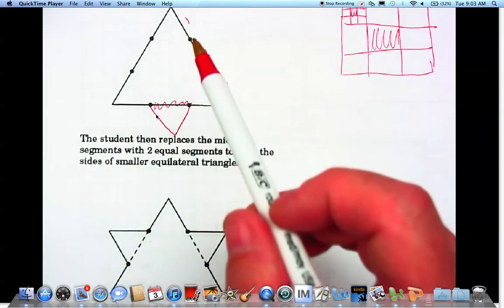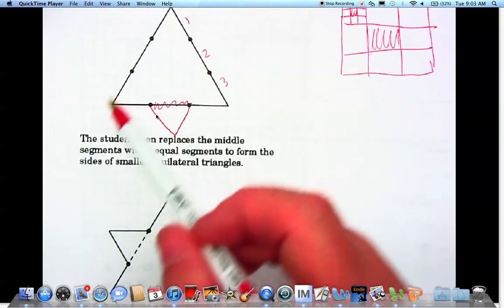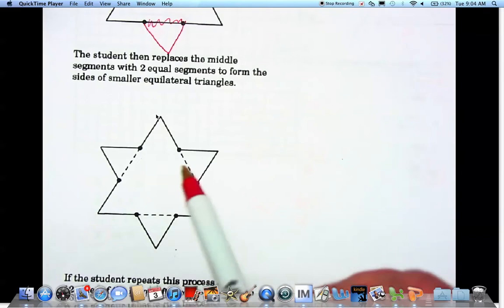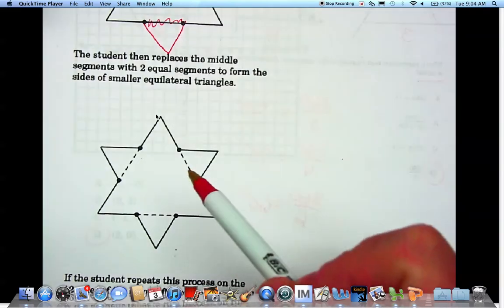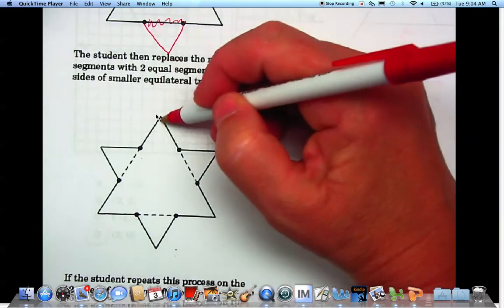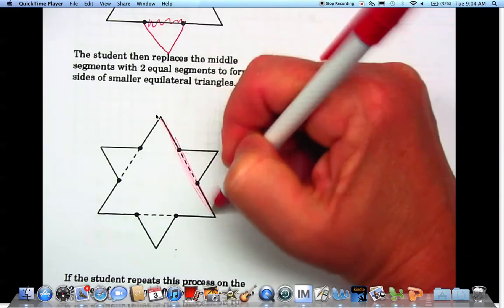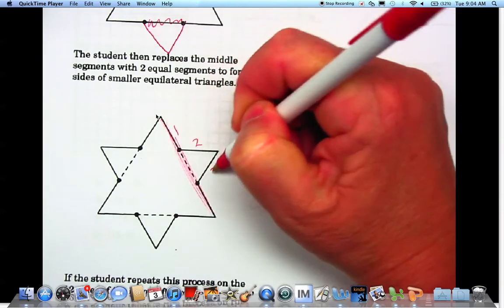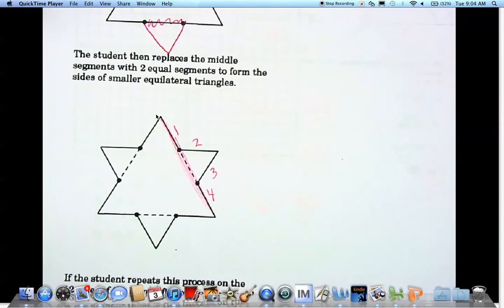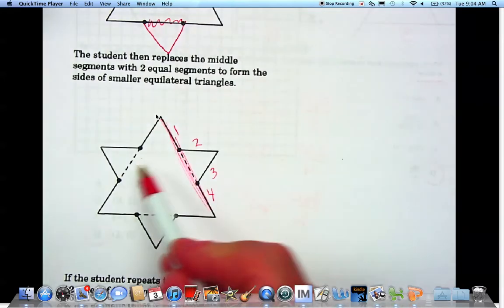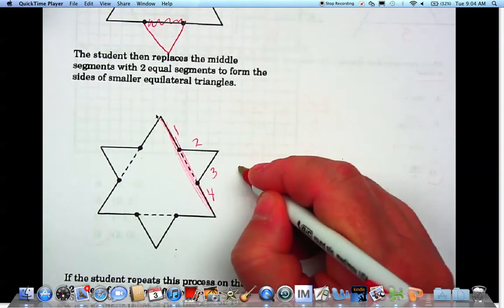Okay, so how many sides does this triangle have to begin with? 3. Now how many does this figure have? How many sides? 12. Okay, each side of the triangle has 1, 2, 3, 4 sides now. And there are 3 of them, so 3 times 4 is 12.